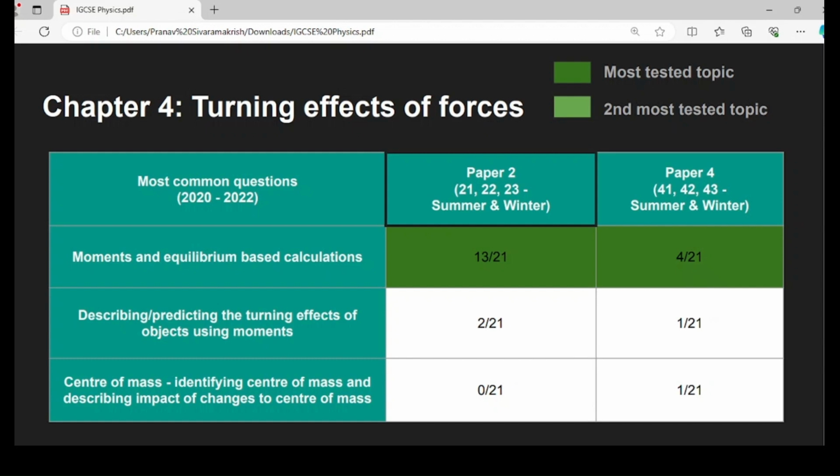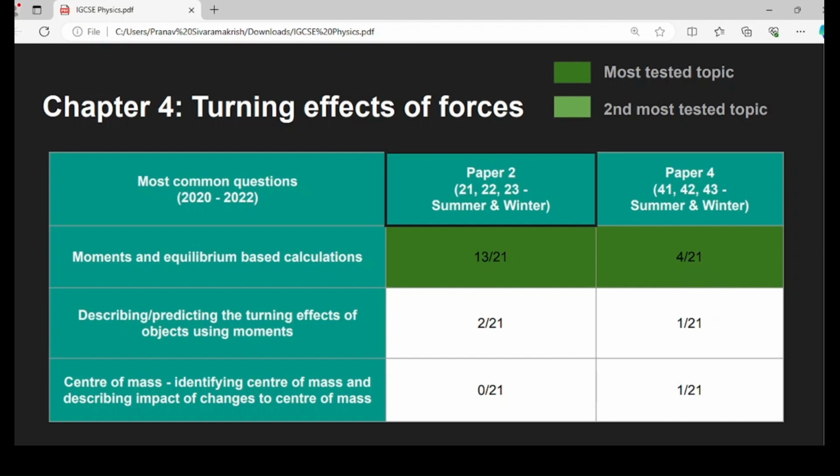In this particular chapter, unsurprisingly, the most commonly tested concept is calculations based on moments and equilibrium, turning equilibrium. This concept was tested in 13 of 21 past papers for paper 2, and in 4 of 21 past papers for paper 4. So again, easily the most tested concept.